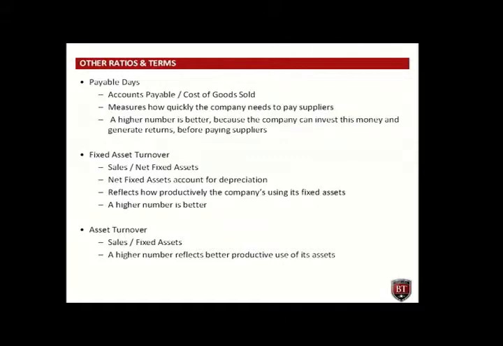Fixed asset turnover measures how productively you're using the assets in your company. So the ratio is sales divided by net fixed assets. Another number is asset turnover, which is sales divided by fixed assets. Both these numbers, the higher the better, which means that you're more productively utilizing the assets that your company has.